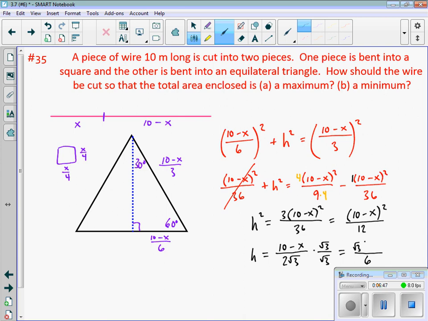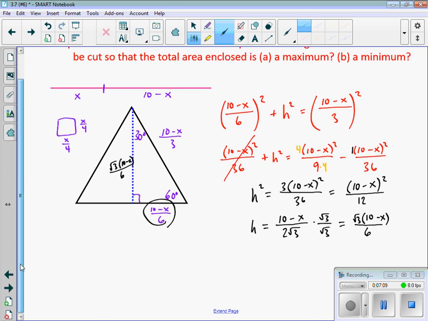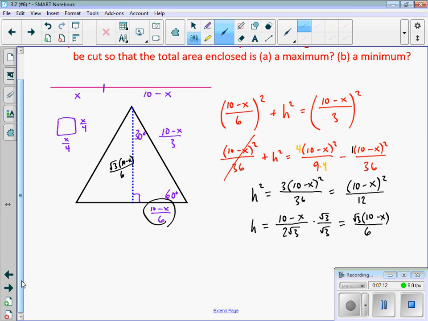And I'm just going to leave the square root of 3 out, but yep, 10 minus x times the square root of 3. Okay, so this height here is square root of 3 times 10 minus x over 6. So all you would have to do if you know the relationship is take this and times it by square root of 3 and you get there. Okay, so any questions on that part of it?